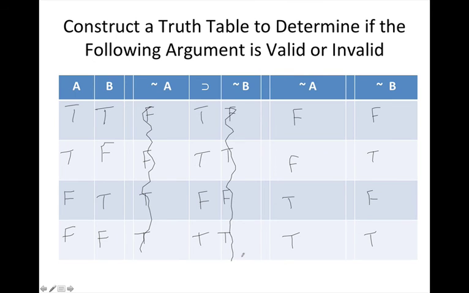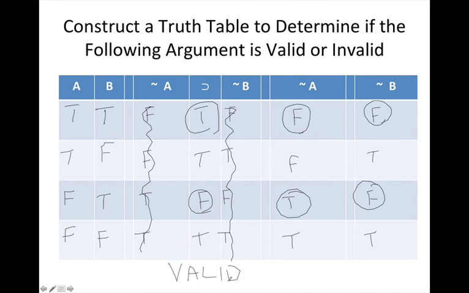All right, is there a row on which the conclusion is false while the premises are both true? No. And so our argument is valid. You might recognize this as a version of affirming the antecedent, also known as modus ponens.